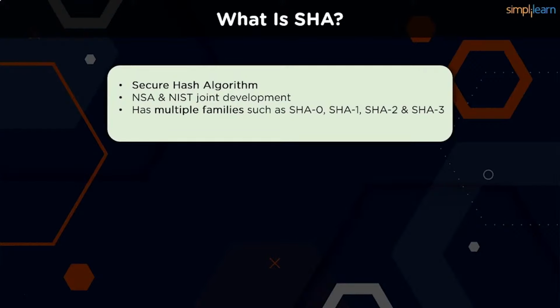SHA-3 is a hash function properly known as Keccak. It was chosen in 2012 after a public competition among non-NSA designers. It supports the same hash length as SHA-2, and its internal structure differs significantly from the rest of the SHA family.